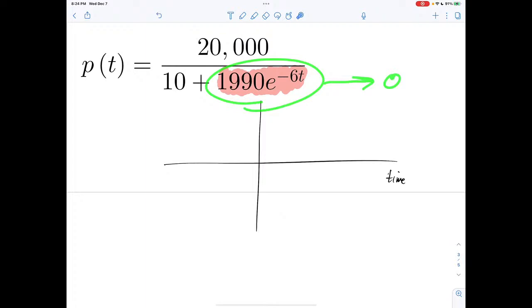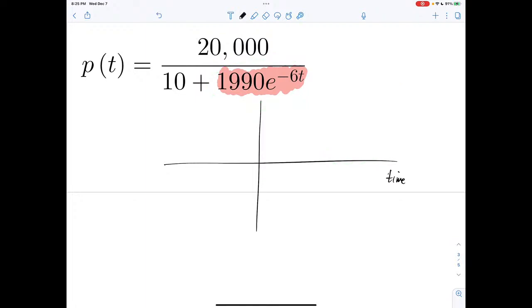Like, can you visualize that? Right? Because what's going to happen? This is 1990 over e to the 6t. So this is obviously going to be approaching infinity very, very fast, and so the whole thing will be approaching 0.